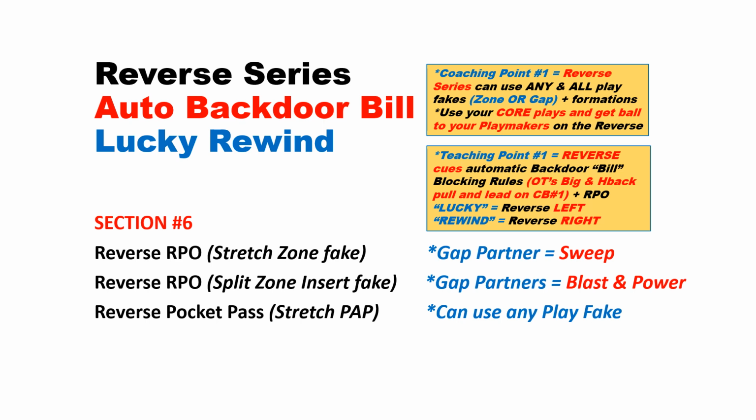I want to talk about our reverse series. We use an automatic backdoor bill concept in the system. We call it Lucky Rewind. You're going to see examples using zone schemes for both outside and inside for the fake, but you can use gap schemes as natural partners. The idea here is you can use any play fake for the reverse, and then you'll be able to see how you can get it to multiple people as well. Let's take a look.